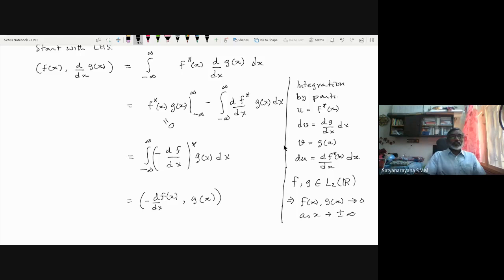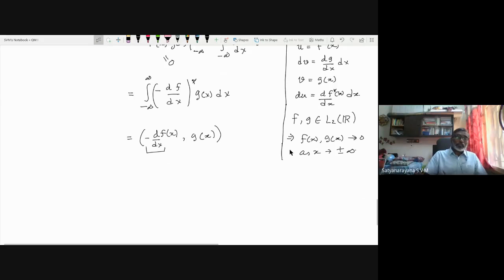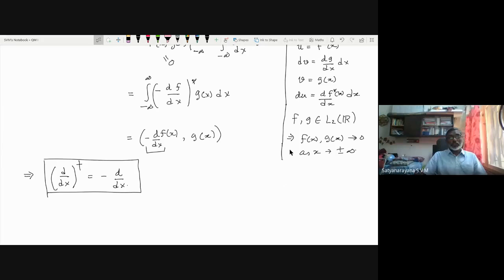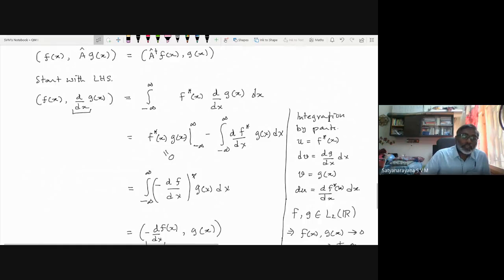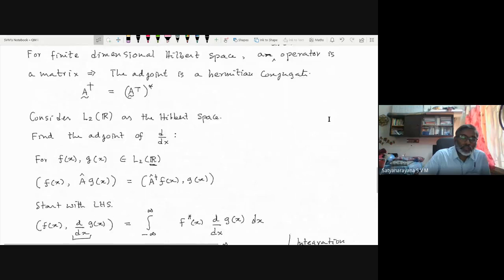So you see, I started with the left-hand side where this operator is acting on g. I got a result where this operator is acting on f of x. So this implies that the adjoint of the differential operator d dx is equal to minus d by dx. This is how we find out the adjoint of a given operator.